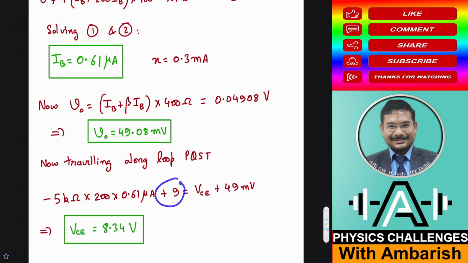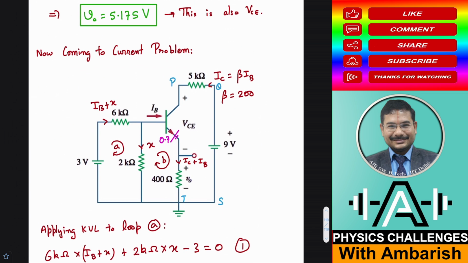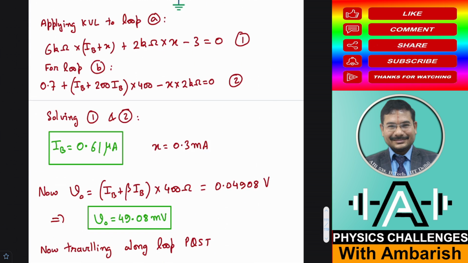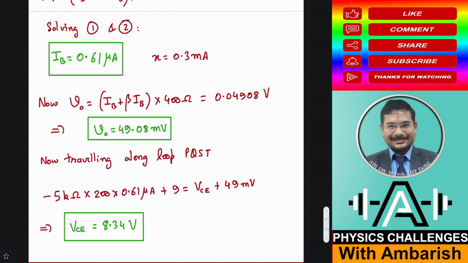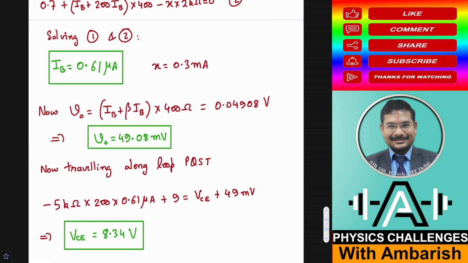So plus 9, and this should be equal to VCE plus 49 millivolt that I've already found here. Or rather, to be precise, 49.08 millivolt. Okay, so this plus this is the same as this total drop. That's what I've done, and solving this I get VCE as 8.34 volts. So VCE is also found. Okay, so this was how to solve the circuit.